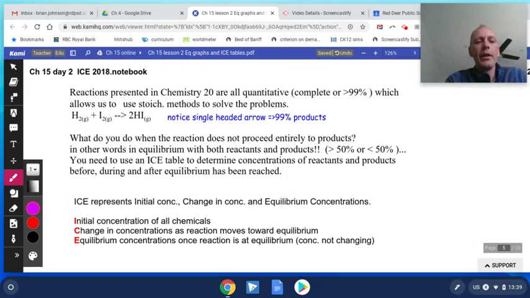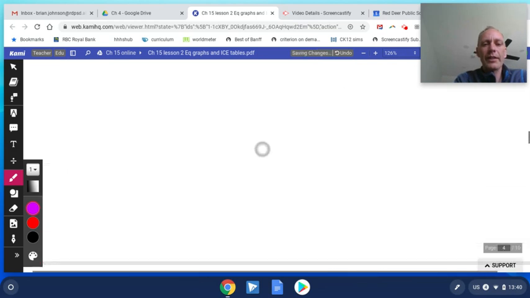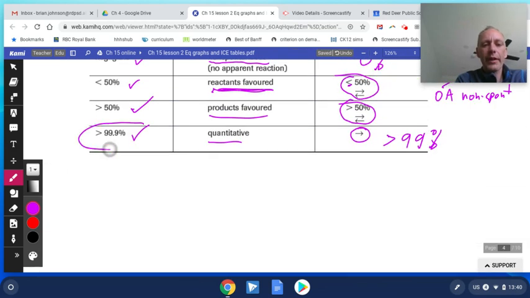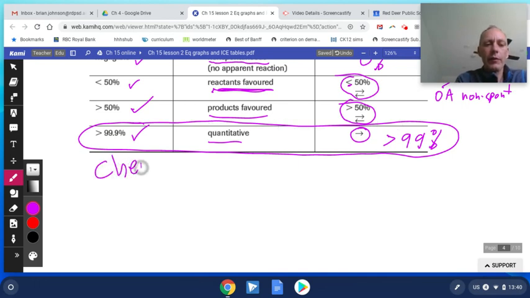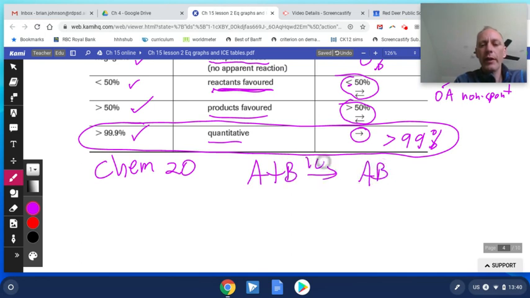All right. So now I'm going to introduce you guys to ICE tables. In Chemistry 20, every reaction that we looked at was this type. They were quantitative. So this is Chem 20. We assume that anytime you mixed reactant A with reactant B, it went 100% to the product side.